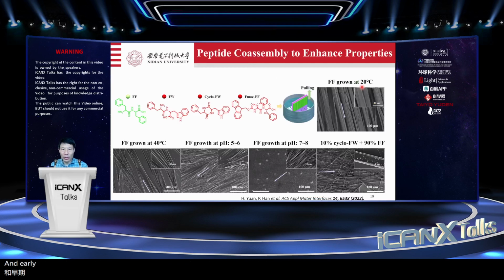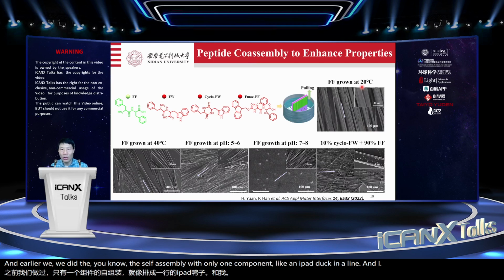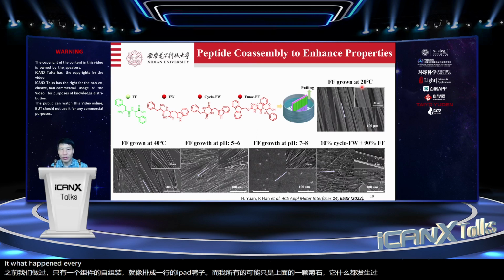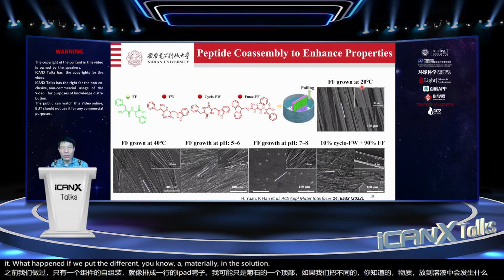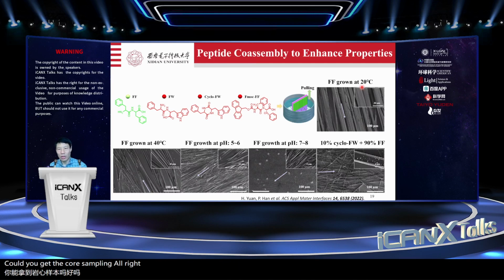And earlier we did the self-assembly with only one component, like FF diphenylalanine, or maybe only one type of amino acid. What happens if we put different materials in the solution? Could you get co-assembly? I think it's probably possible, because in our body the amino acid never exists by itself. They always connect together to form different peptides, right? They have different sequences.